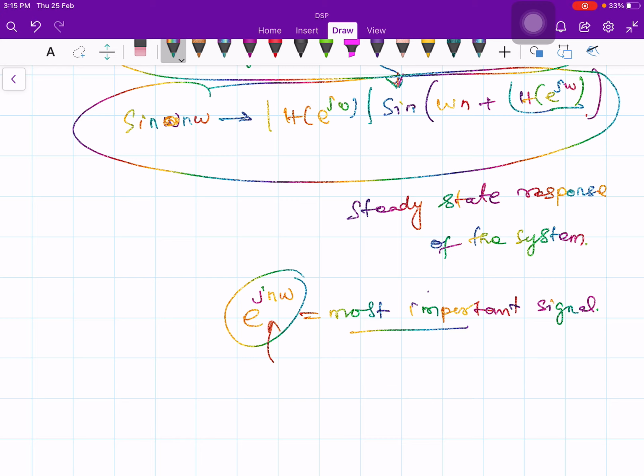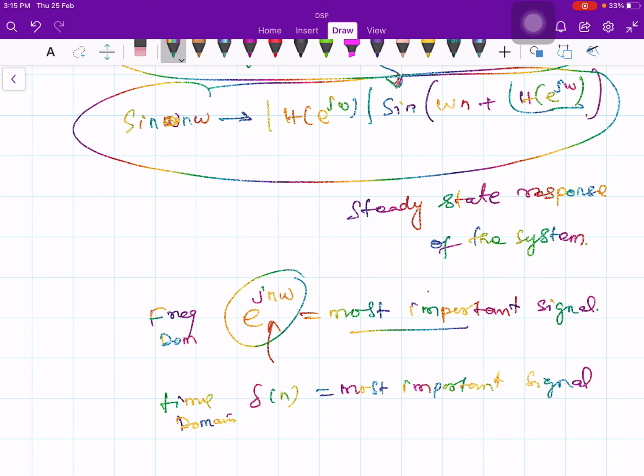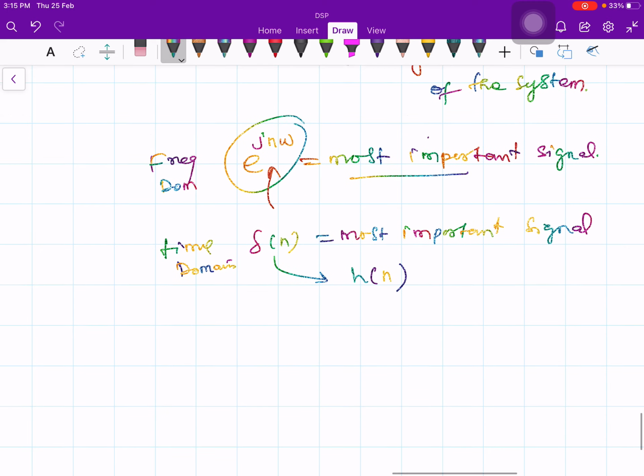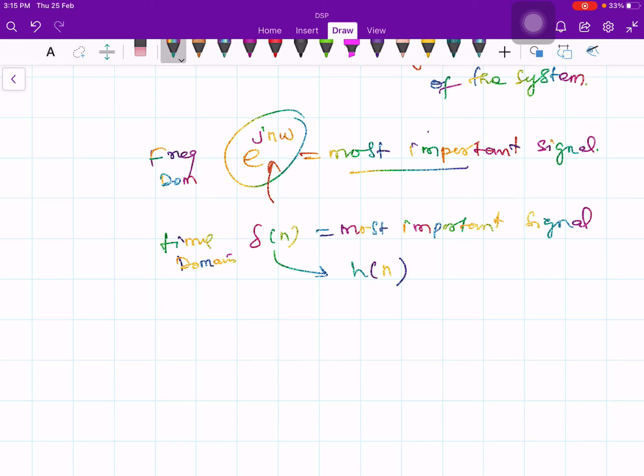Okay, it is in the frequency domain, right? In the time domain, what is the most important signal? Del of n is the most important signal in the time domain. Why? Because if you know h of n, then you know the total characteristics of the system, right? So through del of n, we will be able to find h of n. So correspondingly in the frequency domain, it is e to the j n omega.